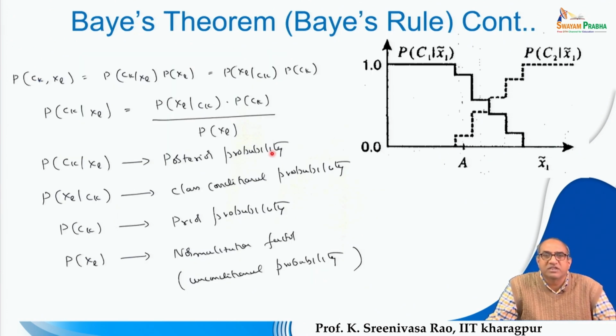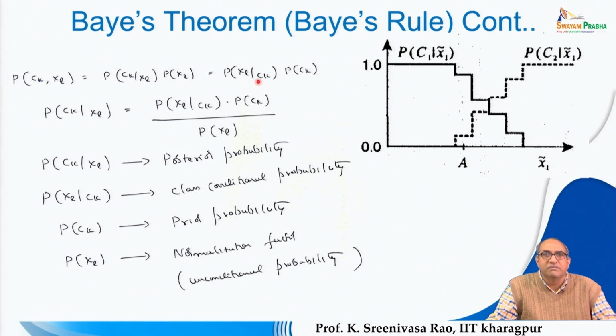Then we also explained, after knowing this basic probability concepts, that we can write the joint probability of Ck comma x in terms of conditional probabilities. By rearranging the terms of these two equivalent expressions, probability of Ck given x into probability of x equals probability of x given Ck into probability of Ck.